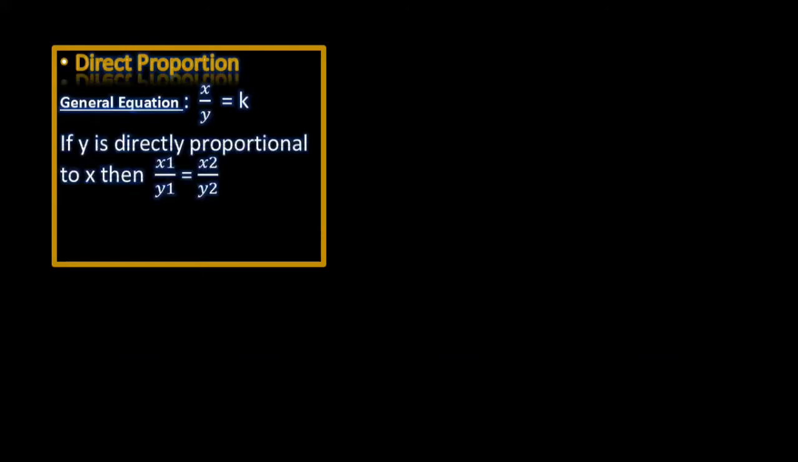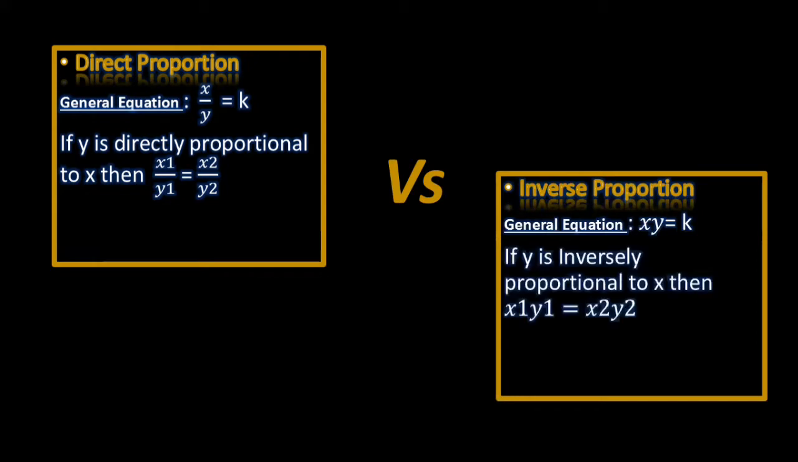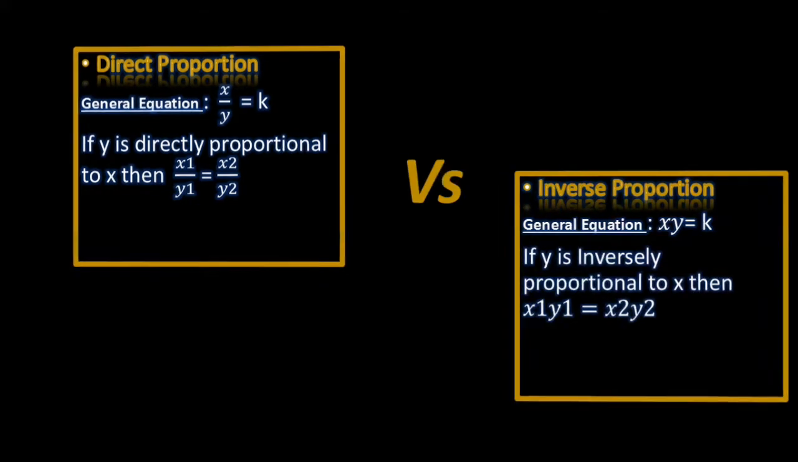The general equation of direct proportion is x by y is equal to k, where k is a constant. For more than two values, if y is directly proportional to x, then y1 by x1 is equal to y2 by x2, keeping k constant. On the other hand, the general equation of inverse proportion is xy is equal to k, where k is a constant. So if y is inversely proportional to x, then x1 y1 is equal to x2 y2.